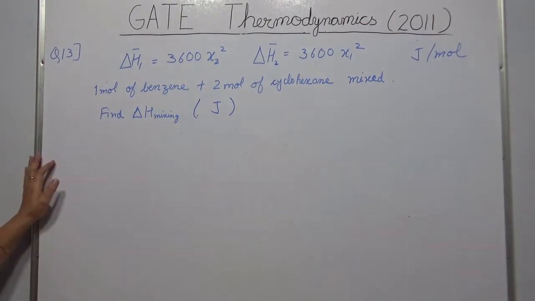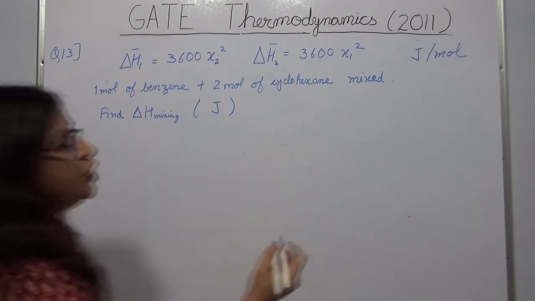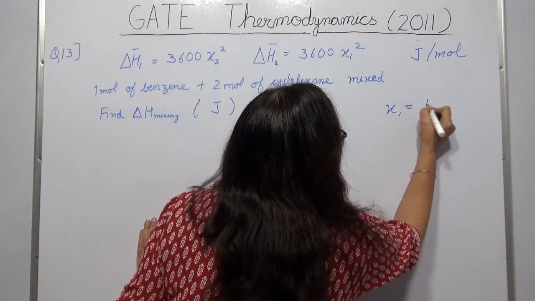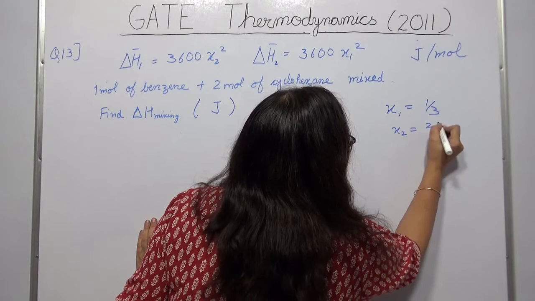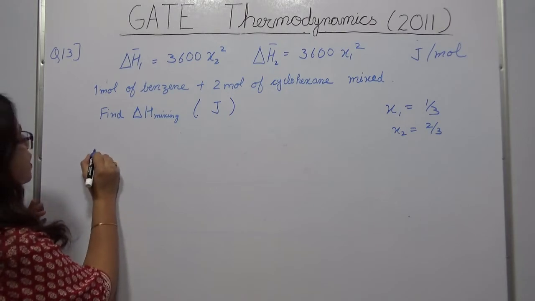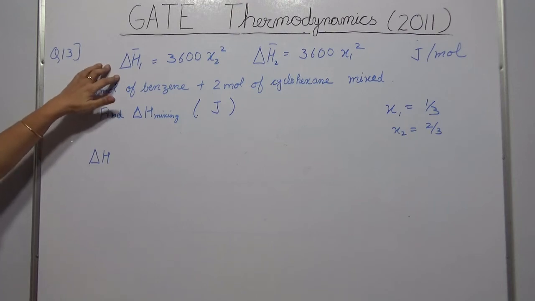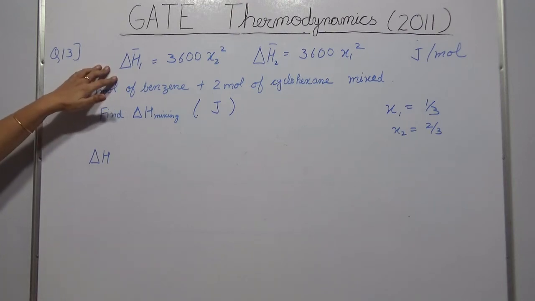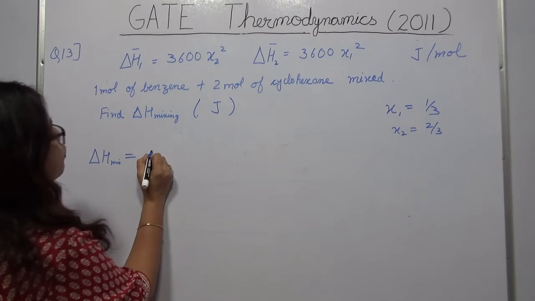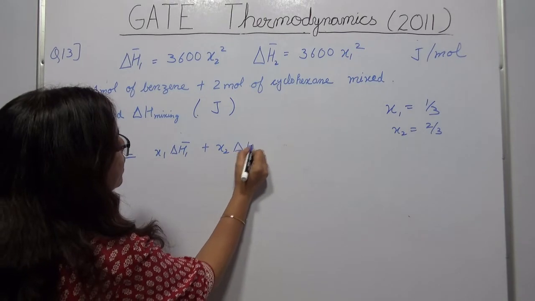It's a very easy problem. First of all, we will find out what x1 and x2 will be. Your total number of moles is 2 plus 1, 3. So your x1 will be equal to 1 by 3 and your x2 will be equal to 2 by 3. Then from the summability rule, we know that you have to find the mixture property, that is enthalpy change of mixing, from the partial molar enthalpy change of mixing. So you just apply the summability rule. Delta H of mixing will be equal to x1 delta H1 bar plus x2 delta H2 bar.